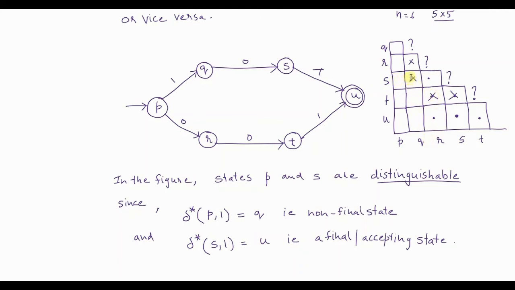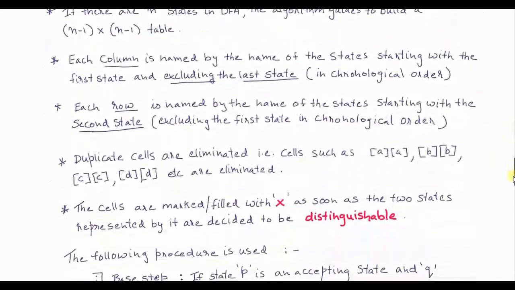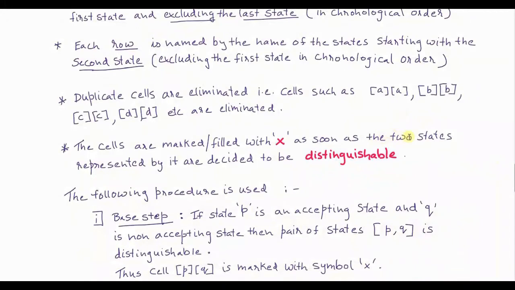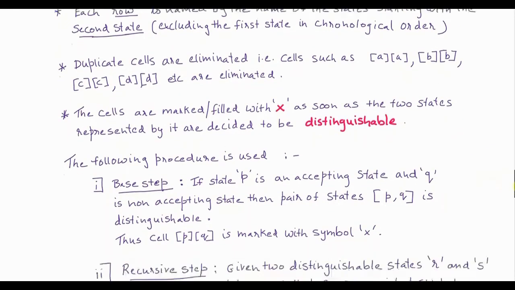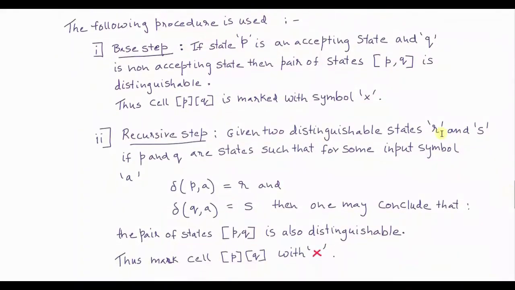Similarly, you can mark X here if it is found that state S and state P are distinguishable. Similarly, if R and Q are found to be distinguishable, then X will be marked here, and so on. So basically, the cells will be marked with X as soon as the two states represented by it are decided to be distinguishable. Now, how is distinguishability determined? For that, there is a small procedure, and the following procedure is used.